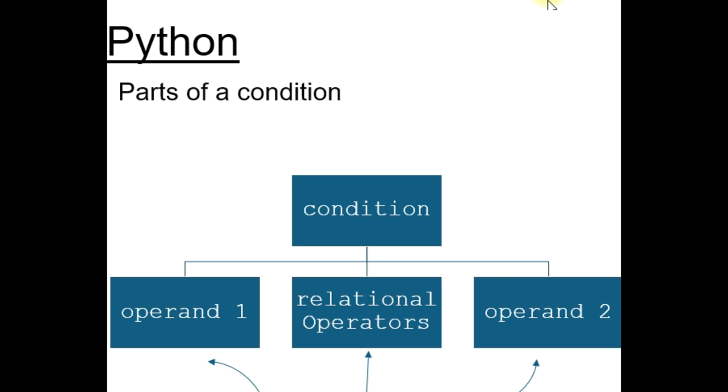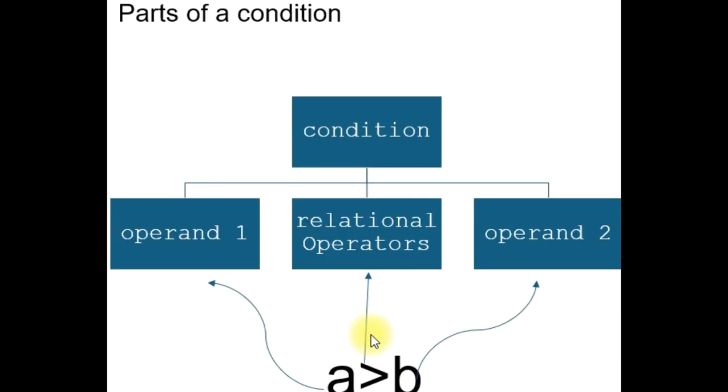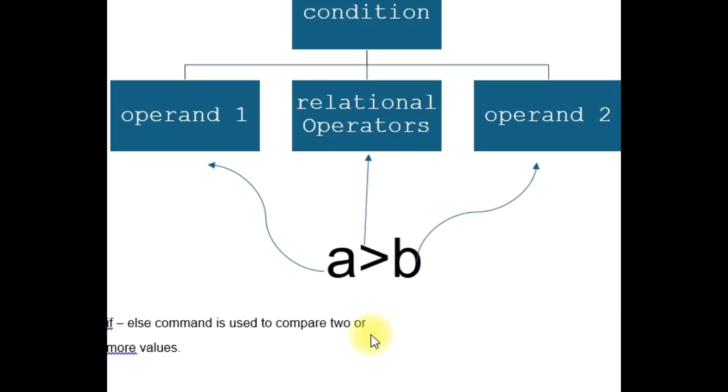For this, first we have to know the parts of a condition. A condition contains three parts: operand 1, relational operator and operand 2. Now we can write a condition like this: A is greater than B. A is operand 1, B is operand 2 and the symbol greater than is the relational operator. But this is not enough.